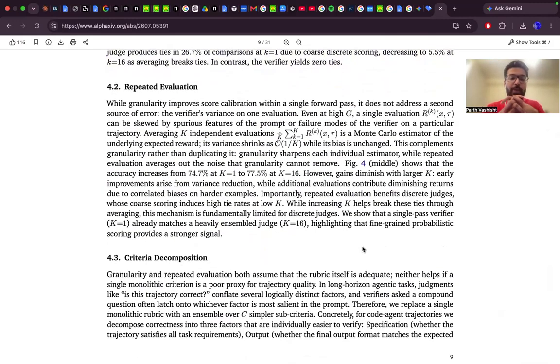Now, when we talk about the repeated evaluation, while granularity improves the score calibration within a single forward pass, it does not address a second source of error, which is the verifier's variance on just one evaluation. And this is really important because a lot of the times with LLM as a judge, and even I have made this mistake, and I'm still making this mistake, is to just do one pass of evaluation and be like, oh, okay, I have got the results. That's not ideal. That's not how good research is. So we need to reduce the variance.